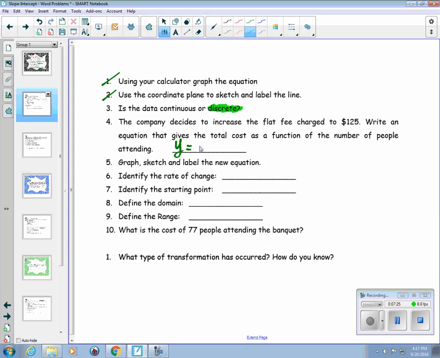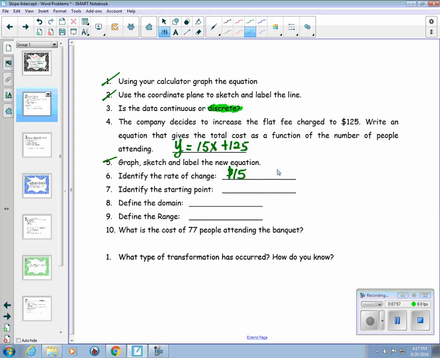15x? Thank you. Plus 125, not 95, because they had just changed the flat fee to 125. All right, we're not sketching the graph. Identify the rate of change. Still 15, right? So is this line flatter, steeper, or the same as the other one?